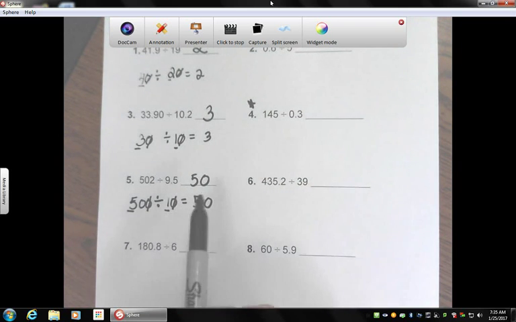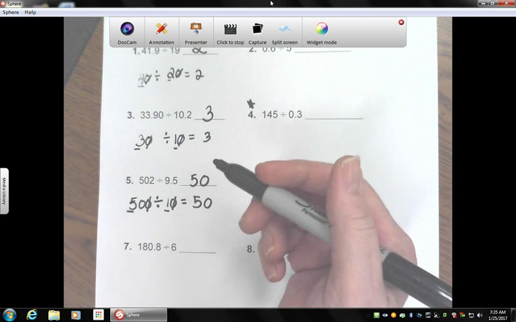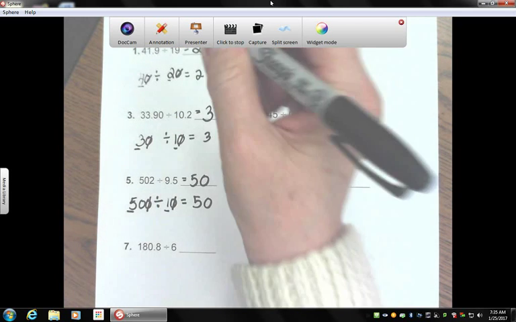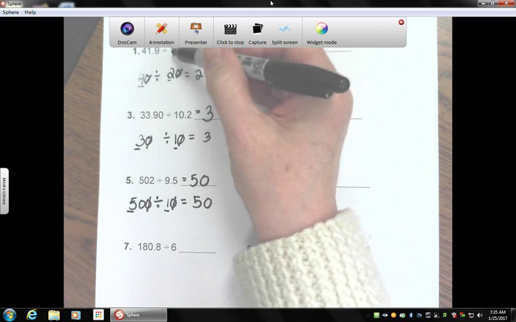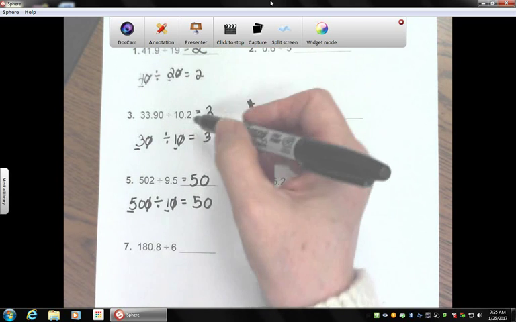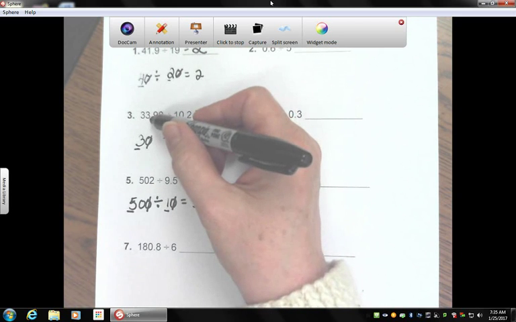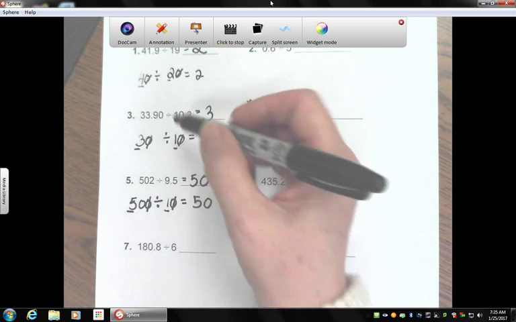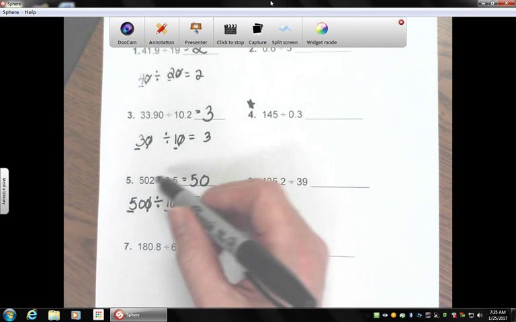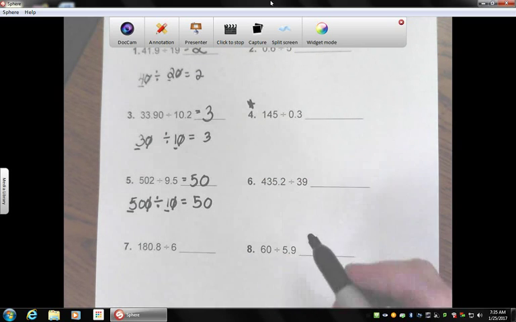And as we're doing this, another way that we can check this is we can also go back and remember that multiplication is the inverse operation of division. So I can even be looking at these, and I can say to myself, okay, 2 times 19 would be very close to 41 and 9/10. 3 times 10 and 2/10 would be very close to 33 and 90 hundredths. Okay, 50 times 9 and 5/10, very close to 502. So that is another way for us to think about this.